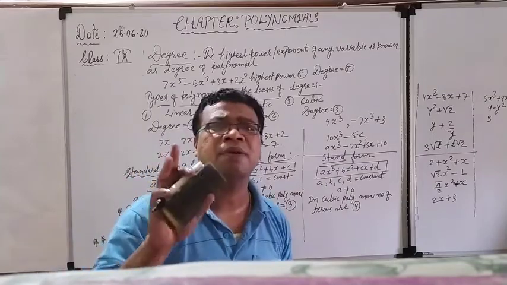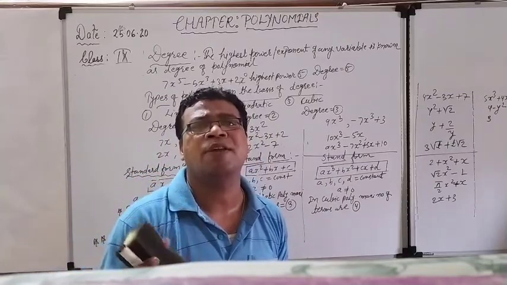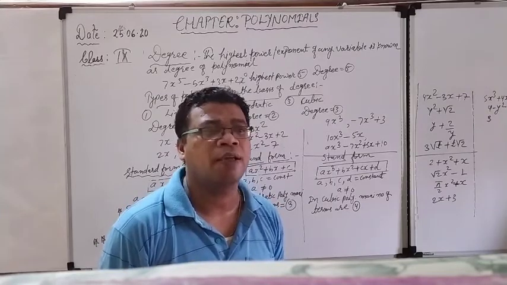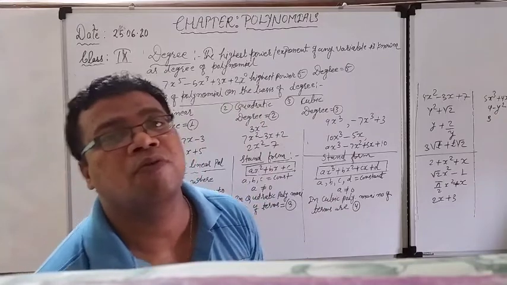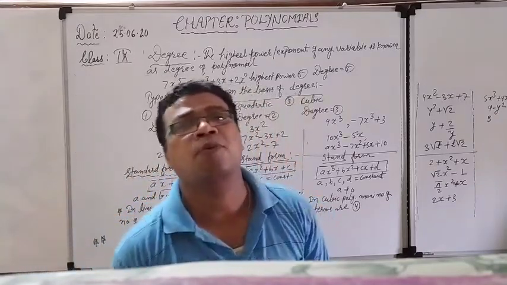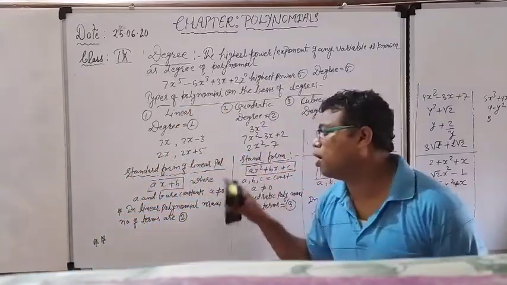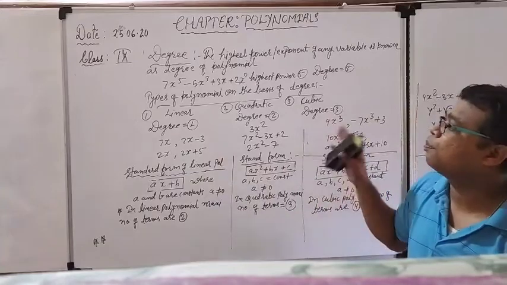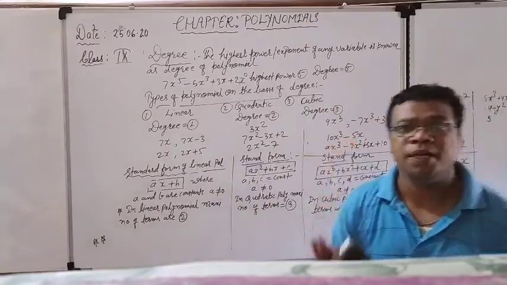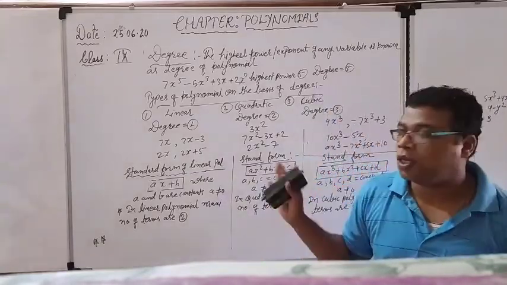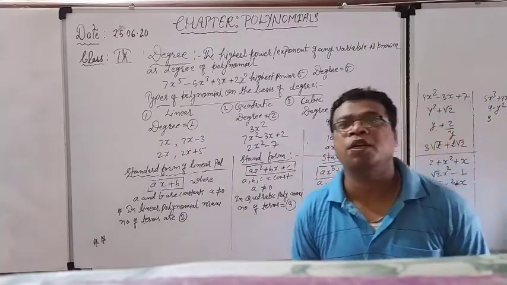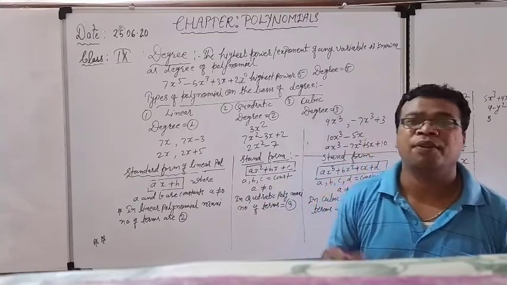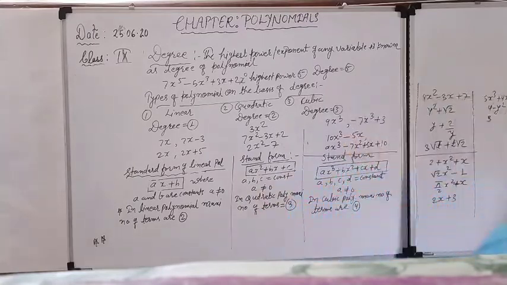The minimum is either 1 term, so monomial, 2 terms, binomial, 3 terms, trinomial. But the maximum number of terms could be 4, and less than that, no problem. So this is all about the classification of the polynomial on the basis of the degree. Now we have to see two more things: one is the constant polynomial, another is the zero polynomial, and after that we are coming to the exercise.